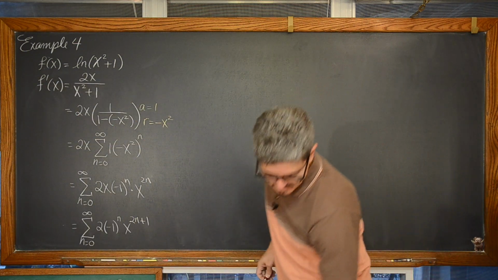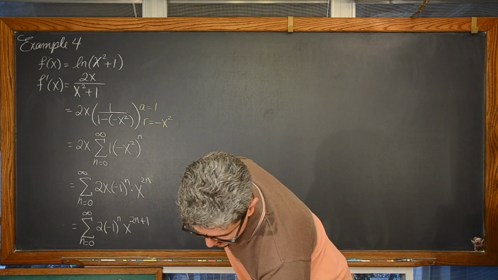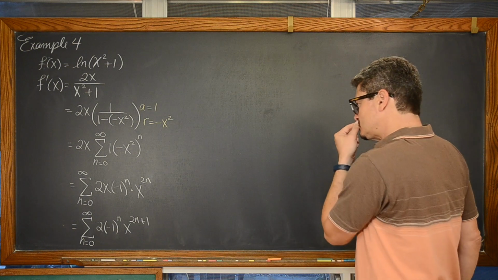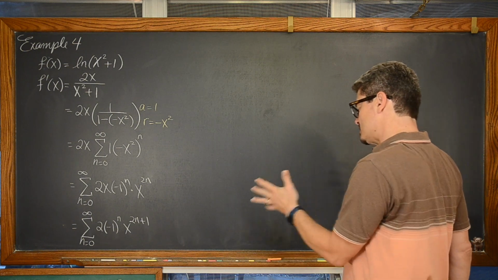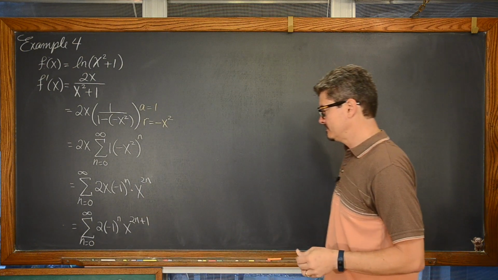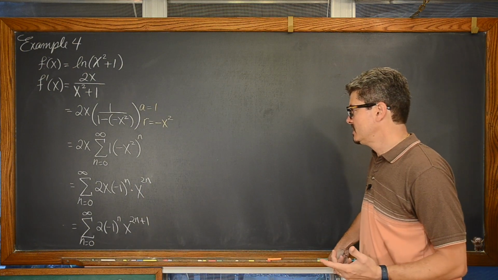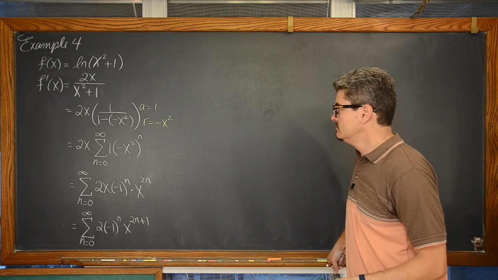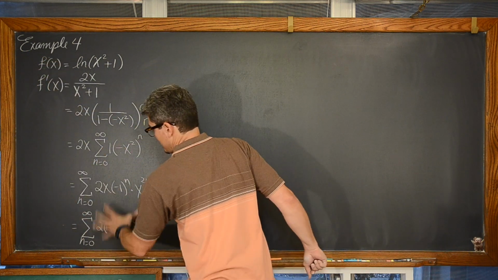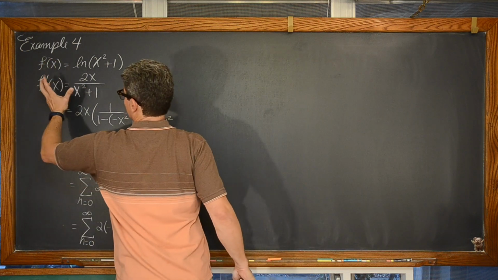Now, if we go ahead and expand this, let me just double check I haven't done something silly here. Okay. Now, that's great. We are in some kind of series notation. But it's not a geometric series for f of x. It's a geometric power series for f prime of x.